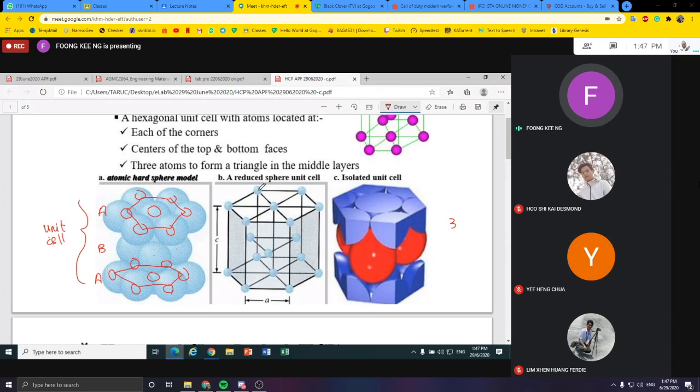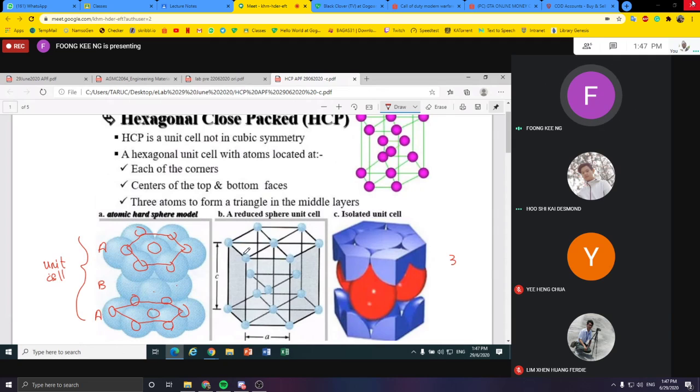Look at here, this corner atom of the hexagon. How many unit cells are sharing it? Do you have any clue? How many unit cells are sharing the corner atom of the hexagon plane here? 8? Are you sure? 6. Okay, right. Where do you get the 6 here?